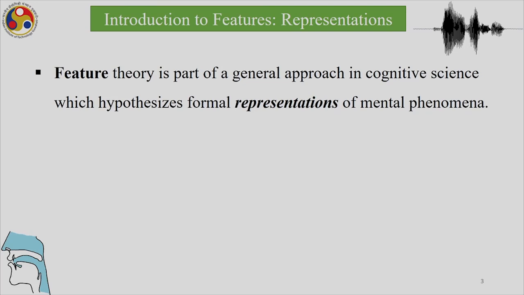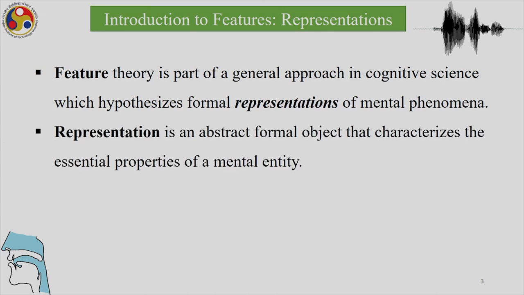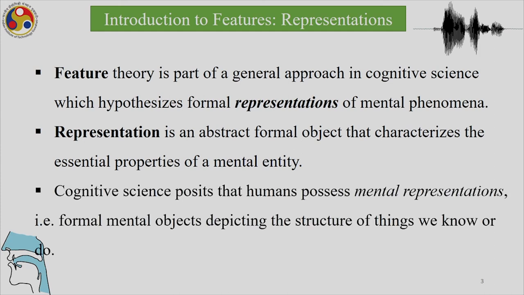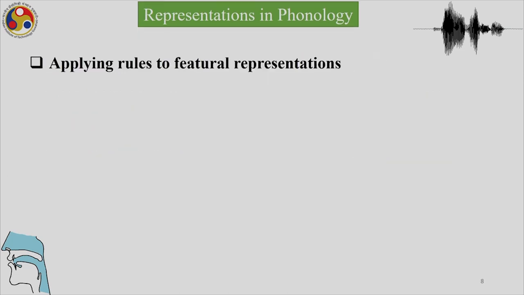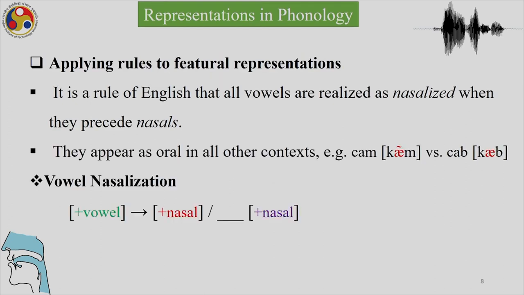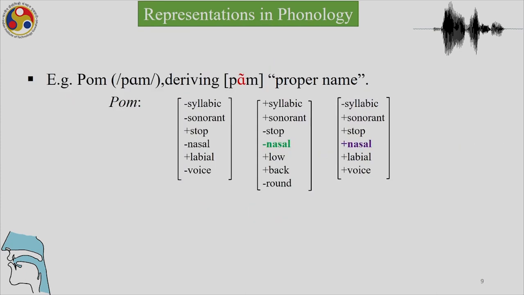in the last lecture. So, going over what we did in the last lecture, feature theory is part of a general approach in cognitive science which hypothesizes formal representations of mental phenomena. Hence, we see representations, and we saw those representations of these formal objects, and we saw what the different features are and why they are considered representations, etc., in the last lecture. And in this lecture, we will go into feature matrices a bit more, and also show that what we learned in the last lecture, that how we can represent a rule using features.